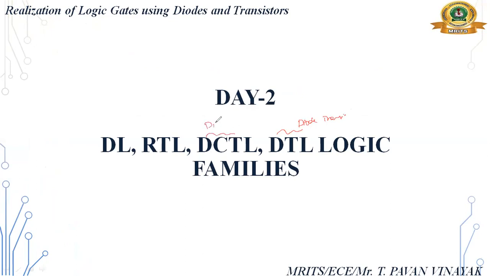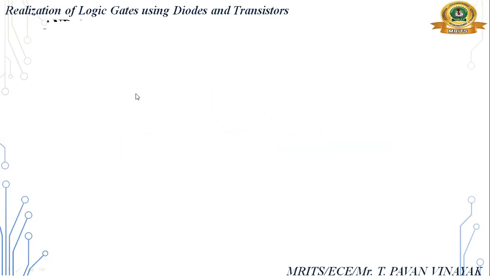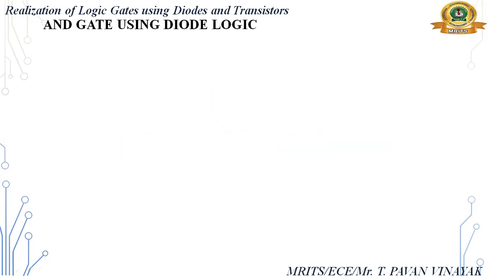DCTL means direct coupled transistor logic, RTL means resistor transistor logic. So we will learn these four logic families today. Out of this, first we design the AND gate using diode logic.